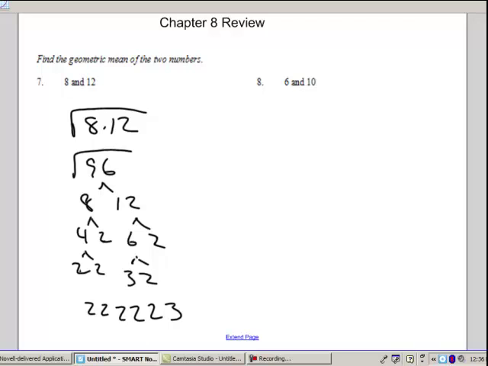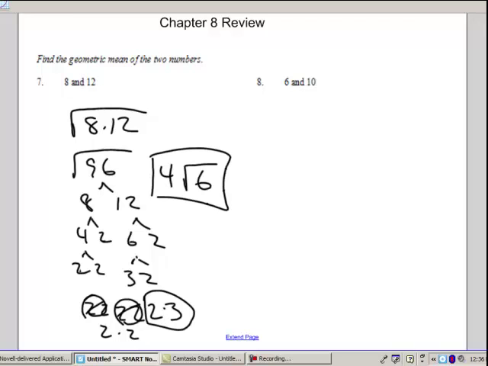If they become pairs, they can go outside the radical. These become 1 and go outside the radical. These become 1 and go outside the radical. I have 2 times 2 outside the radical, which is 4. 2 times 3 inside the radical. My answer is 4 times the square root of 6.